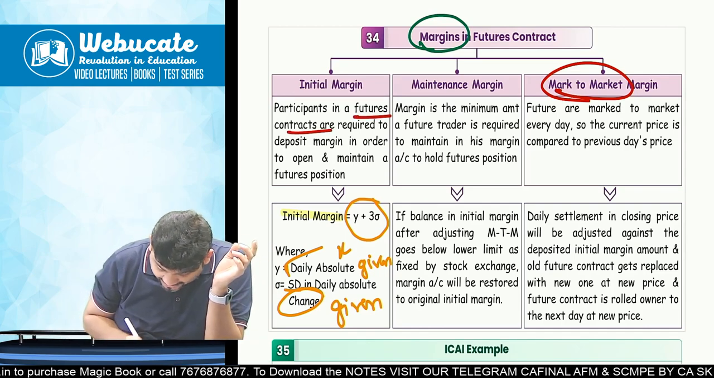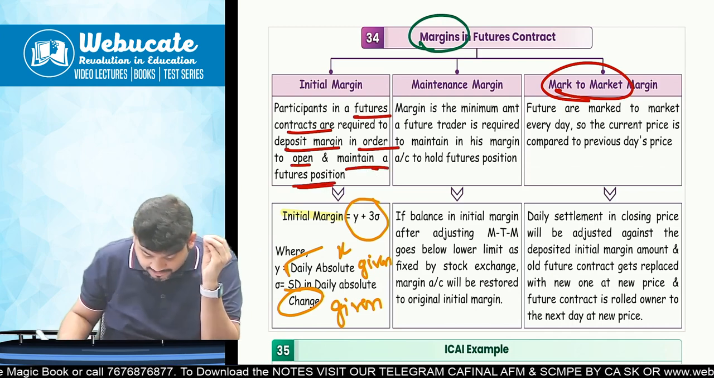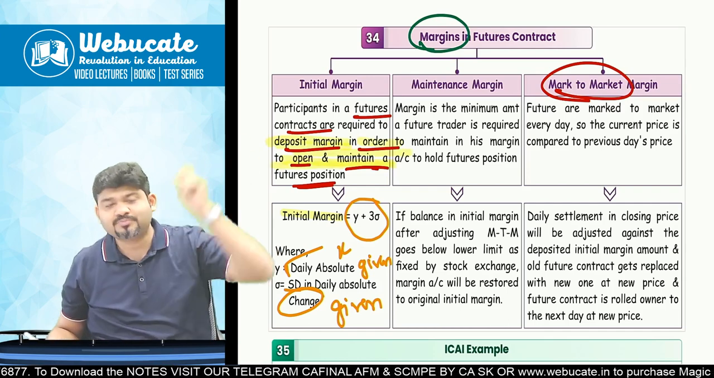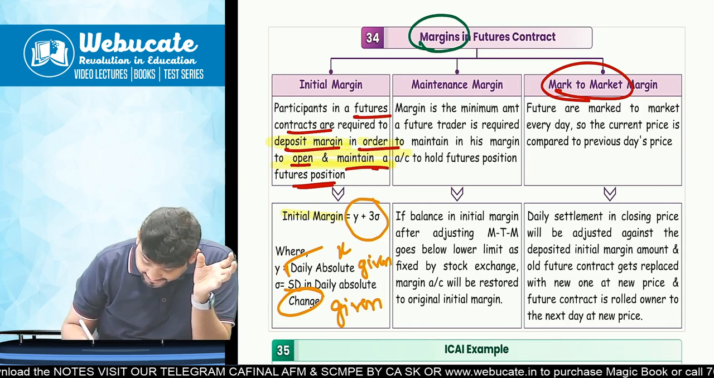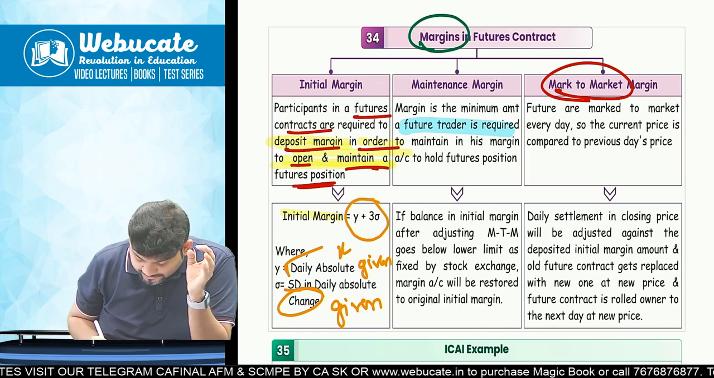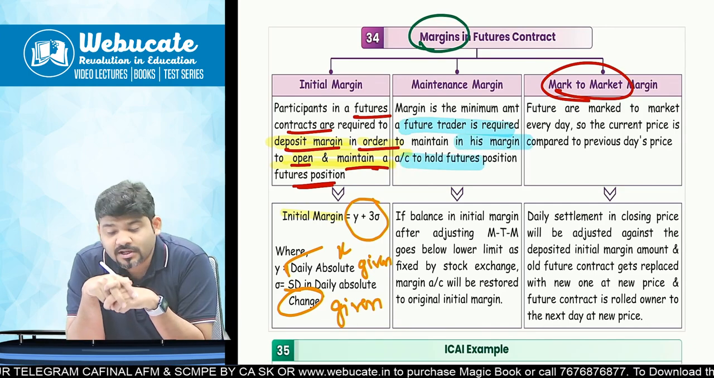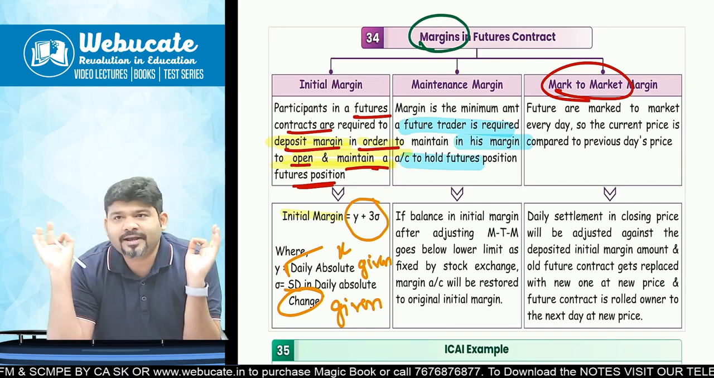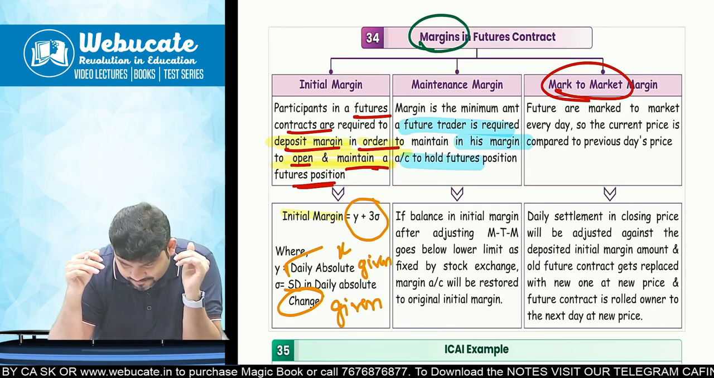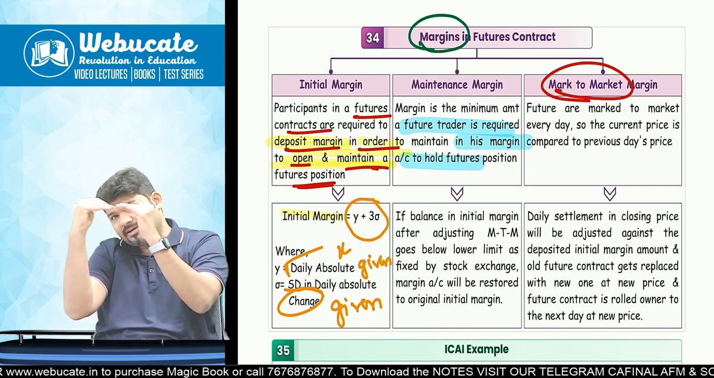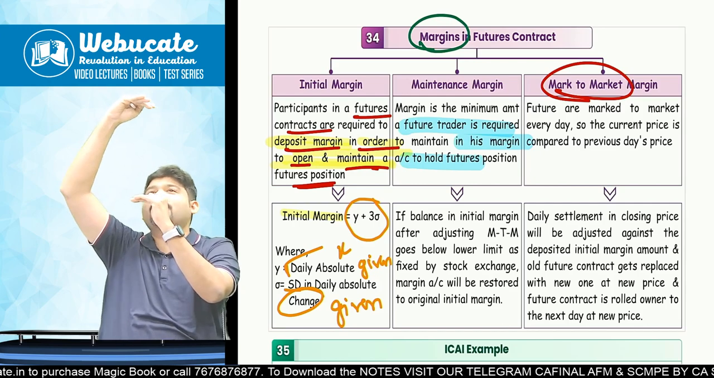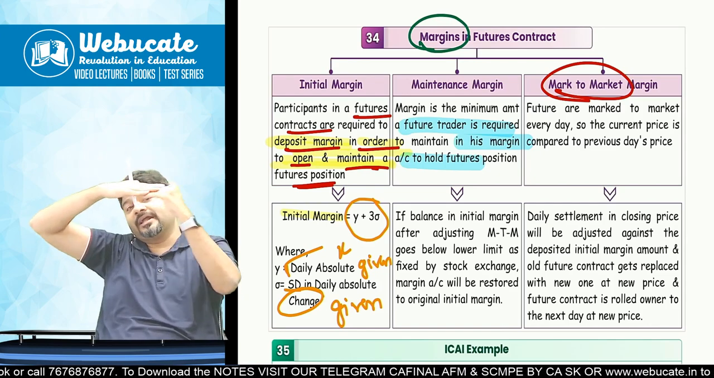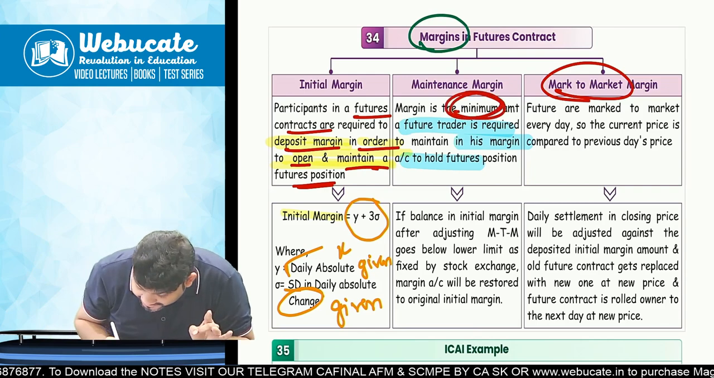So what is initial margin? Participants in a futures contract are required to deposit margin in order to open and maintain a futures position. What is maintenance margin? Maintenance margin is the minimum amount a futures trader is required to maintain in his margin account to hold a futures position. So that is the minimum amount a futures trader is required to maintain for sure, right? As soon as it touches the maintenance margin, you have to go back to your initial margin. Once you deposit the initial margin, it can fall, but the minimum it can go to is the maintenance margin. That is why it is called the minimum amount.